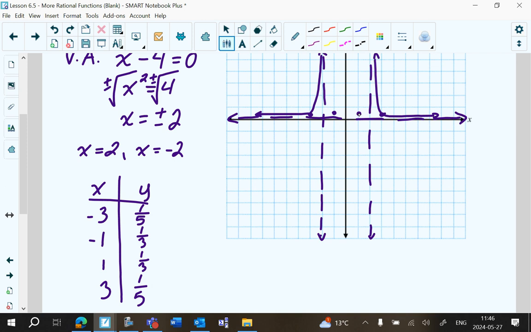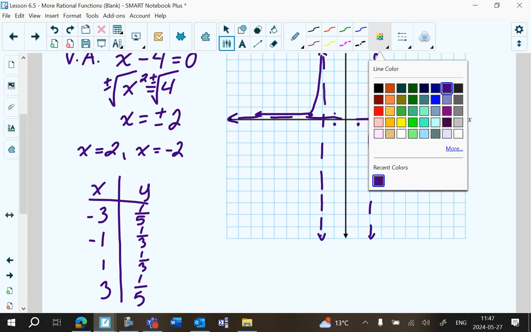What? Negative 3. Yes, negative 1/3. Should be down here. Come on. Okay, well, that doesn't help me very much.